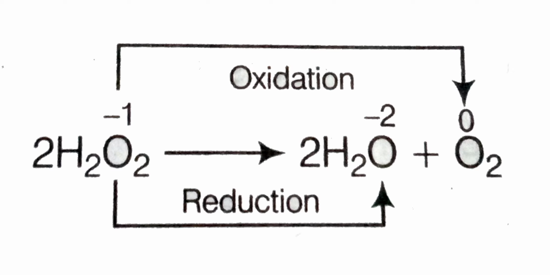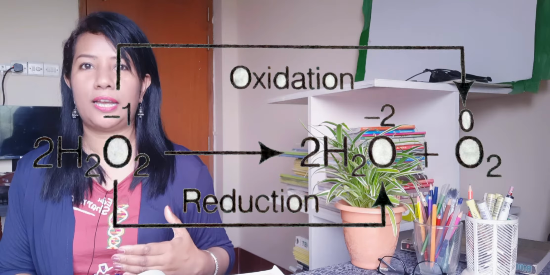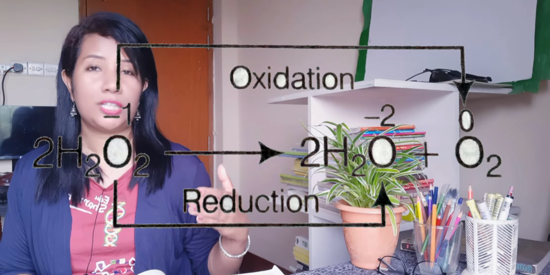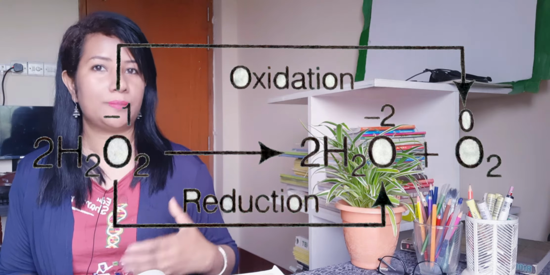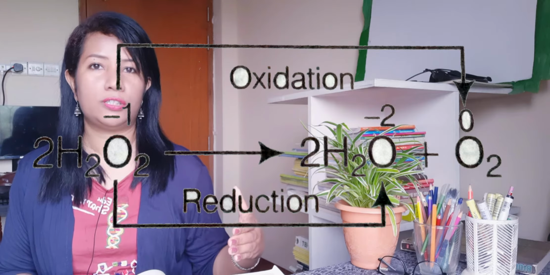For example, hydrogen peroxide is poisonous in cells, but the cell produces an enzyme, catalase, which catalyzes the breakdown of hydrogen peroxide to water and oxygen.